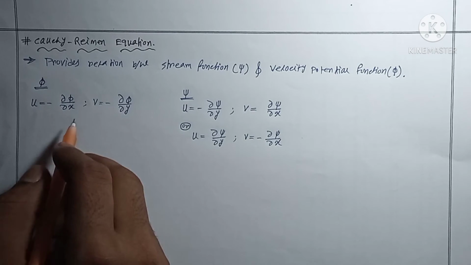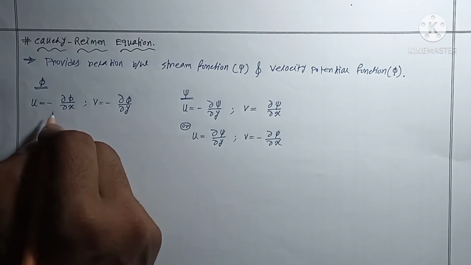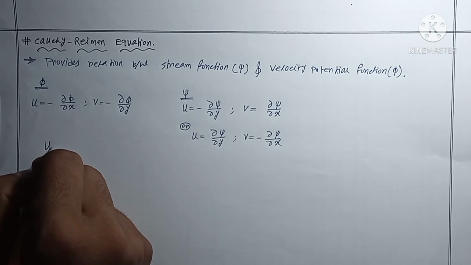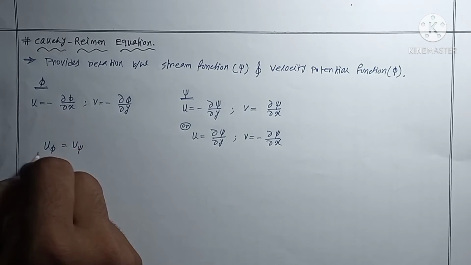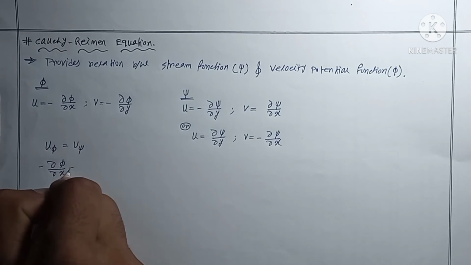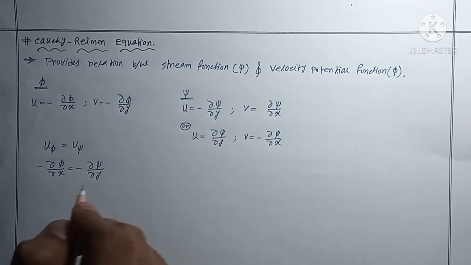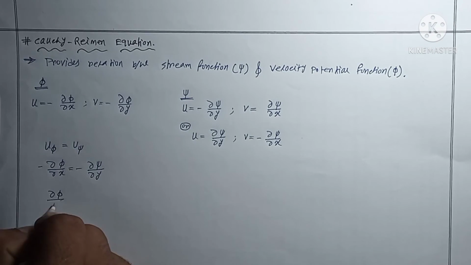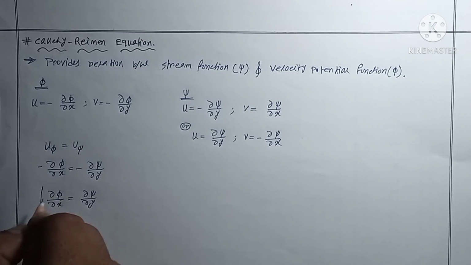Now if we compare these values of u and v that we are getting from phi and psi, we will get that u here and u here should be equal. So if we equate u from the velocity potential function and u from the stream function, u phi equals u psi, then u phi is minus dou phi by dou x, and u psi is minus dou psi by dou y. This minus gets canceled out and we can write that dou phi by dou x is equal to dou psi by dou y. This is the one relation.